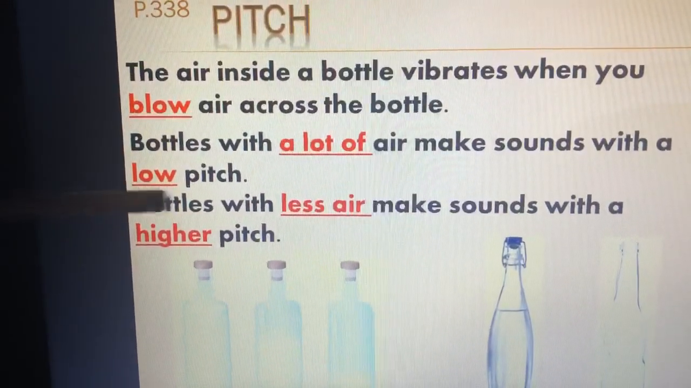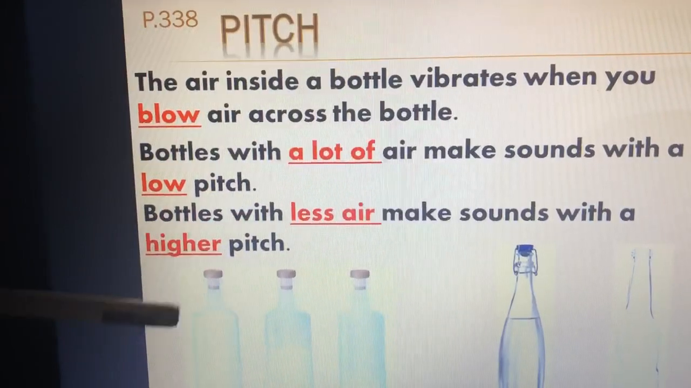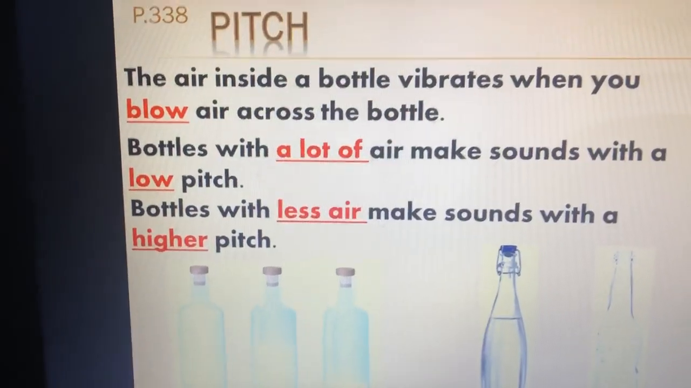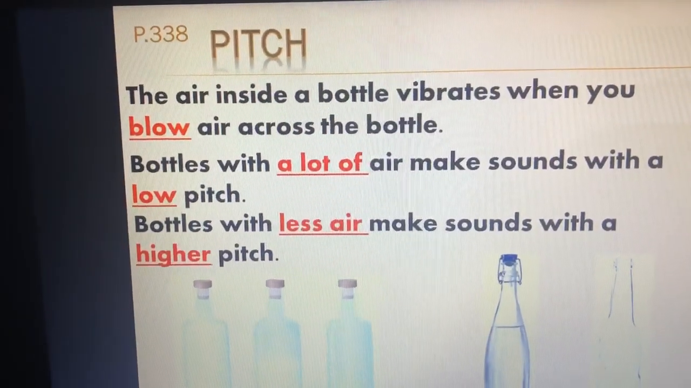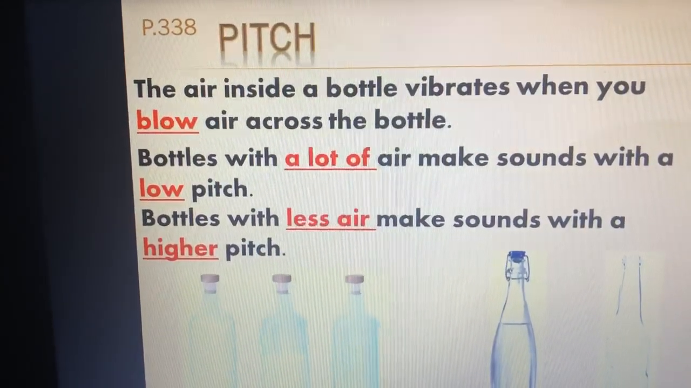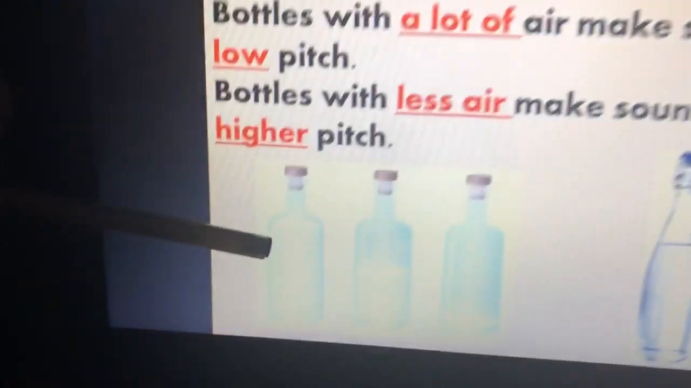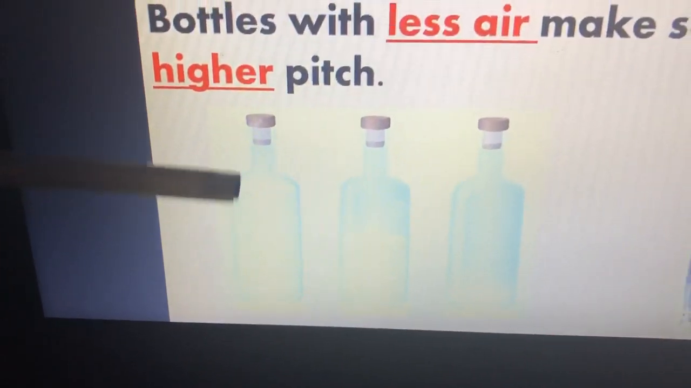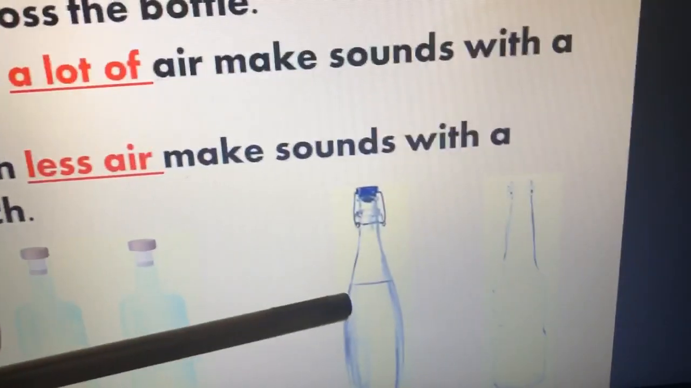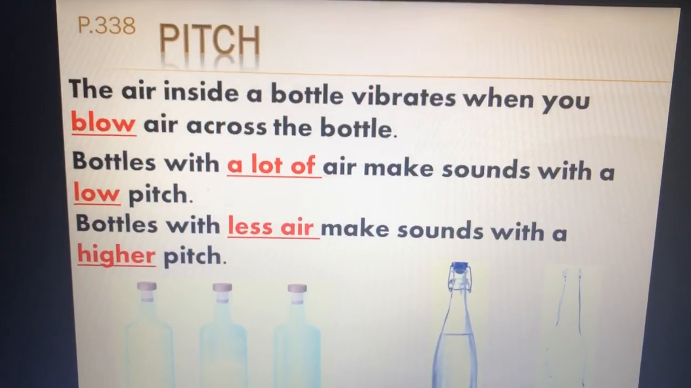But bottles with less air make sounds with a higher pitch. So when you blow inside this bottle of water, with water inside, the pitch will be high.